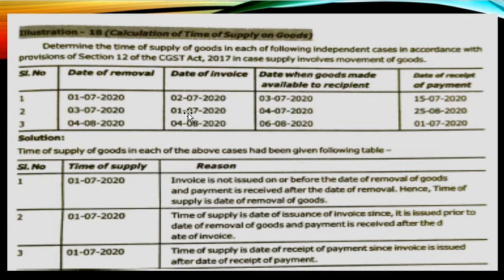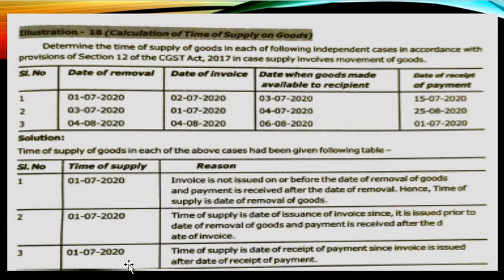All these other cases are not satisfied because the date of removal is earlier. Whichever is earlier in the following situation will be considered. Invoice is not given before the date of removal, payment has also not been made before the date of removal, and the date on which goods were made available to the recipient is also not early.